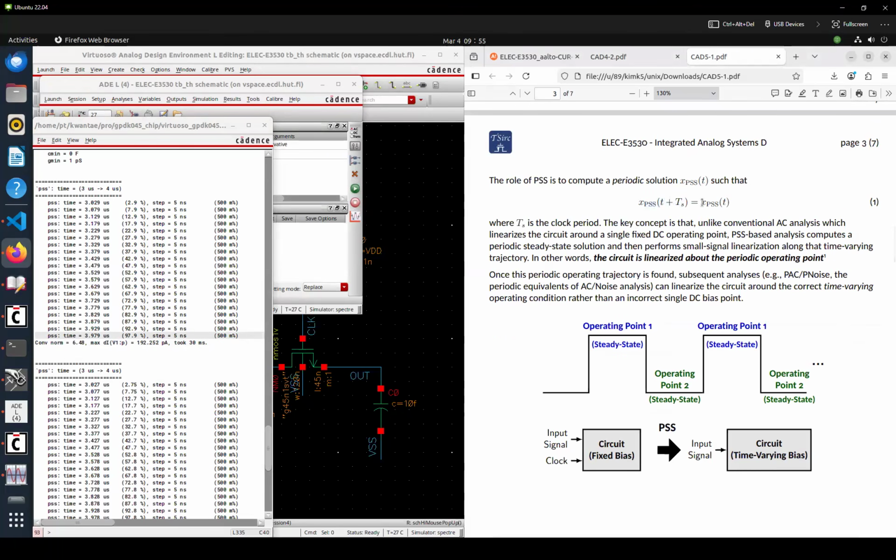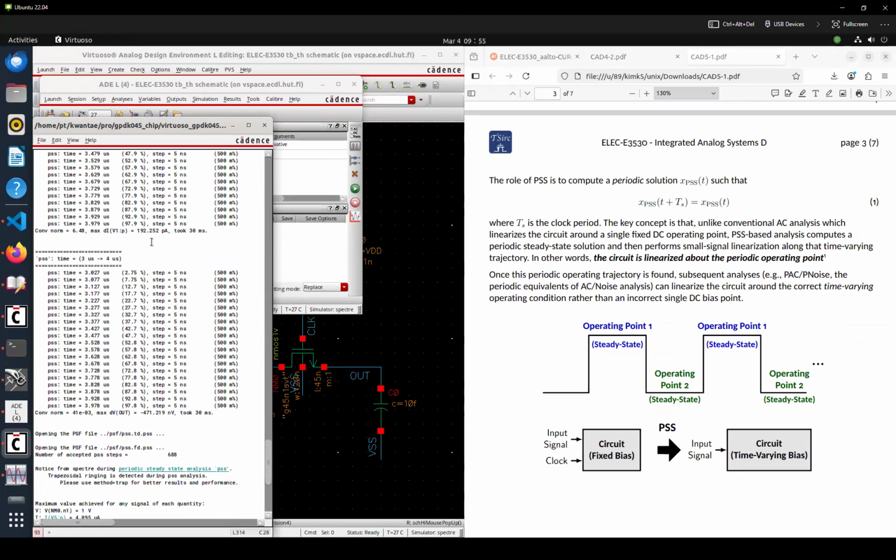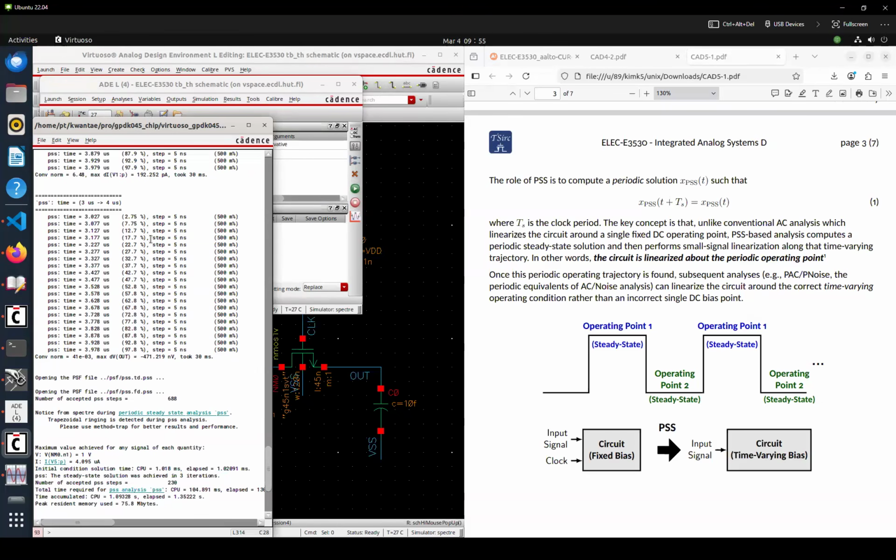So one period later, it is calculating. We are seeing that from 3 microseconds it is going to 4 microseconds, which is one period later of the 1 megahertz clock period. So it is calculating whether it stabilized or not. Of course, this is a very simple circuit. It quickly stabilized without any error.